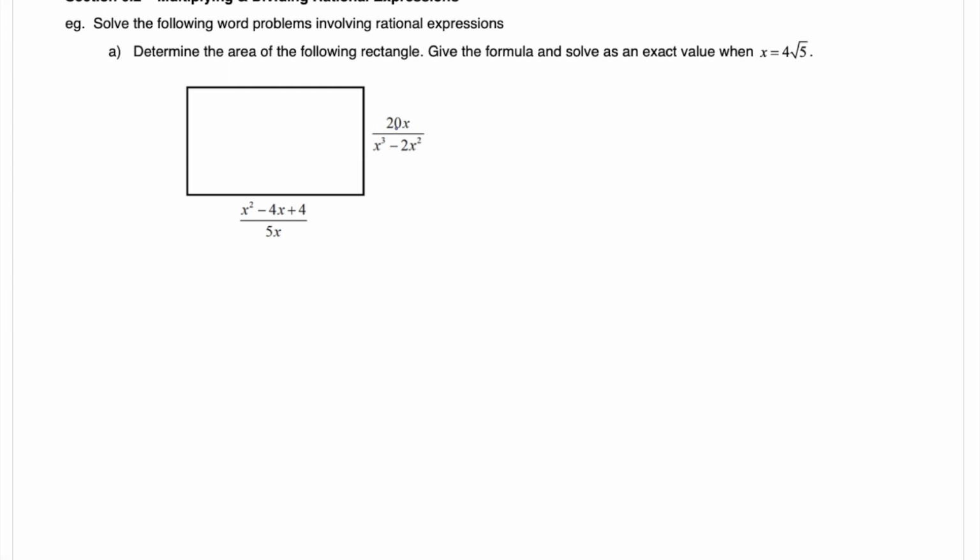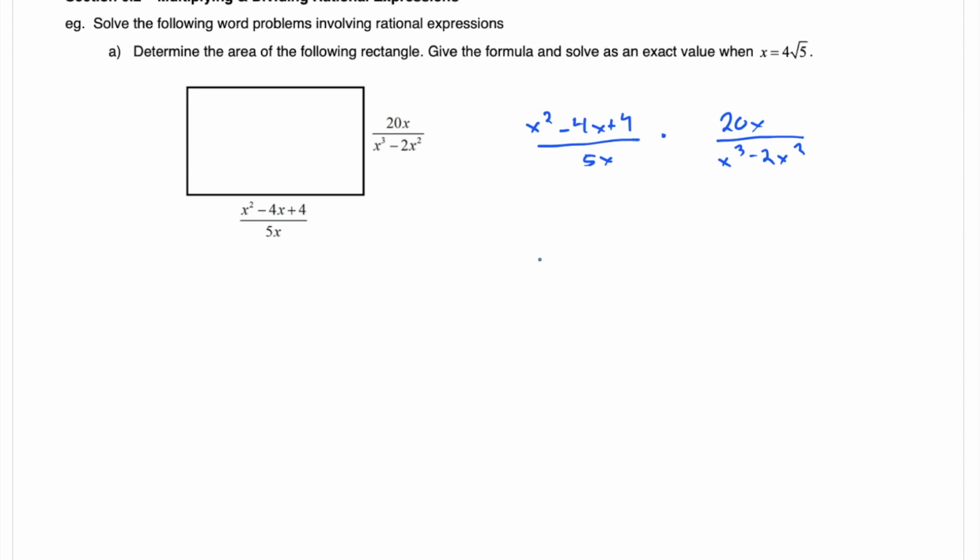And so for this first one here, we're just looking for the area of this rectangle. So we have 2 questions here. One is to determine the area, and then we'll solve for an exact value given an x value there. But we'll start with just finding the area. And as always, your area is just length times width. And so that's all we need to do with this one here. So I'll take one side of the x squared minus 4x plus 4, divide that by 5x, and I'm just multiplying that by 20x all over top of x cubed minus 2x squared.